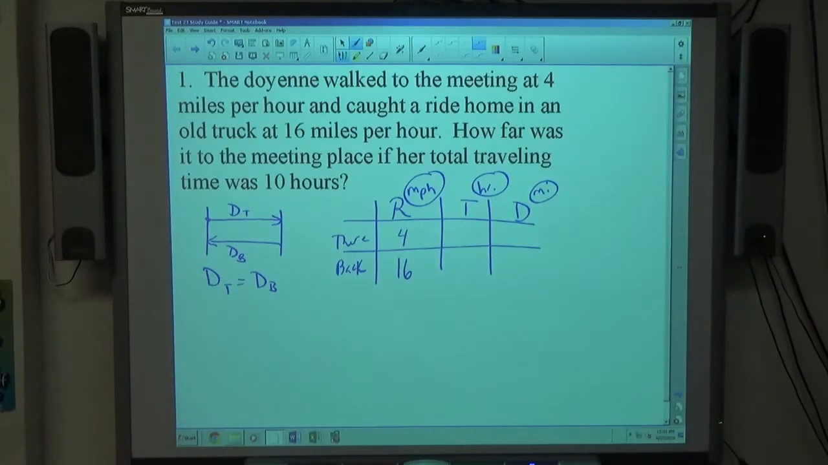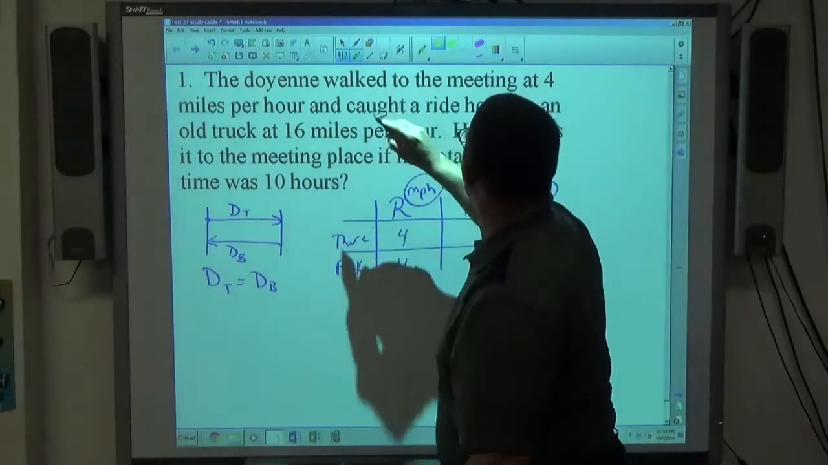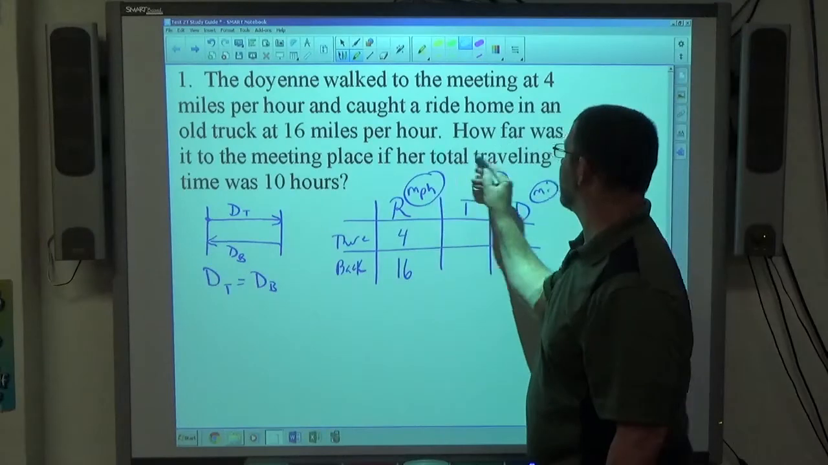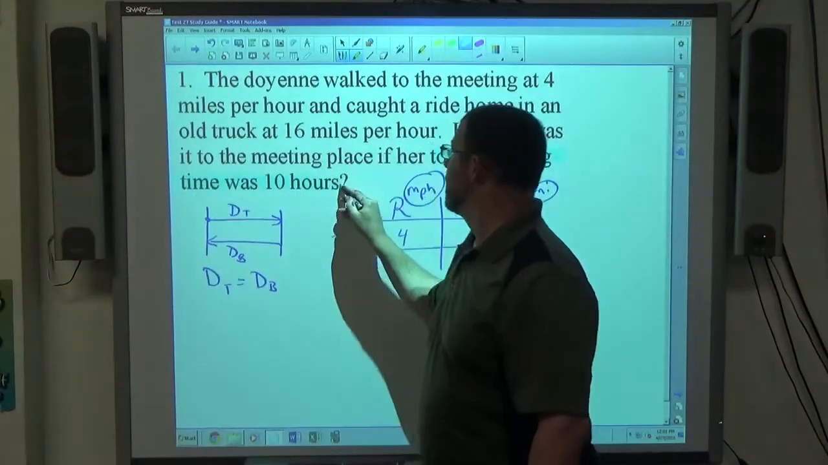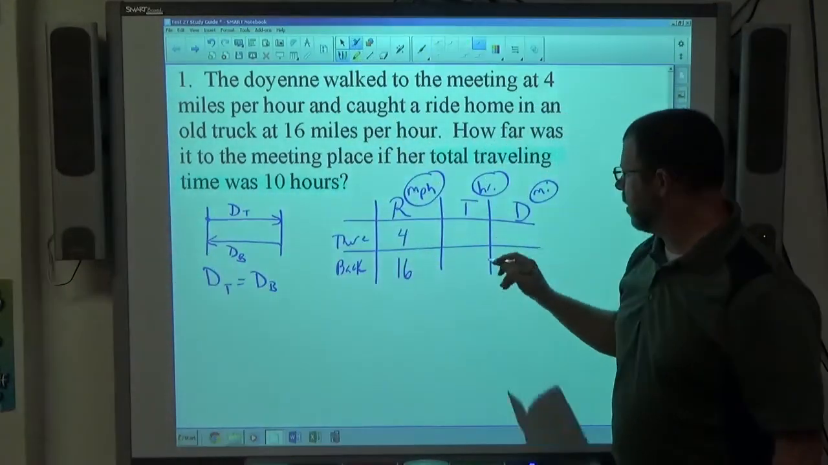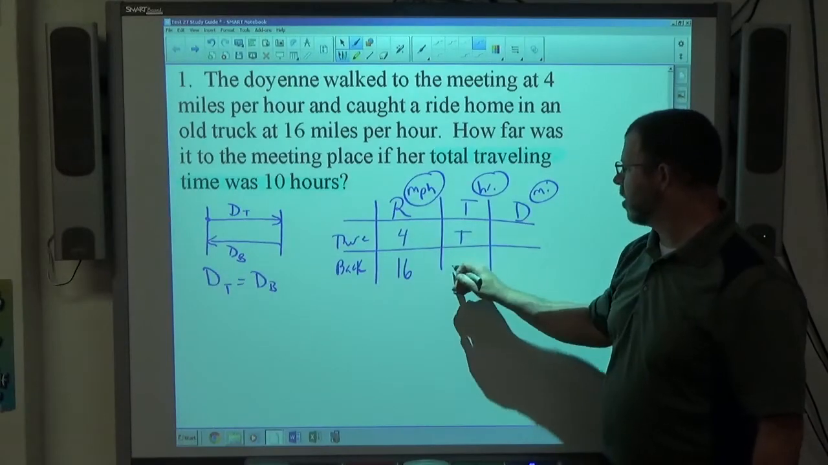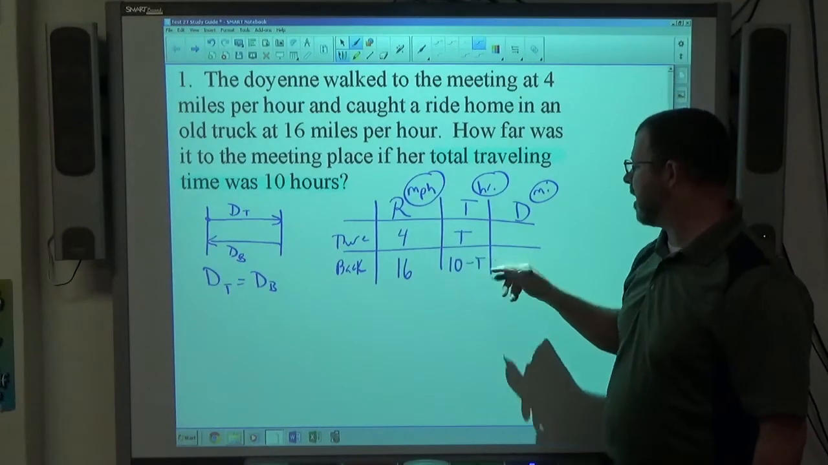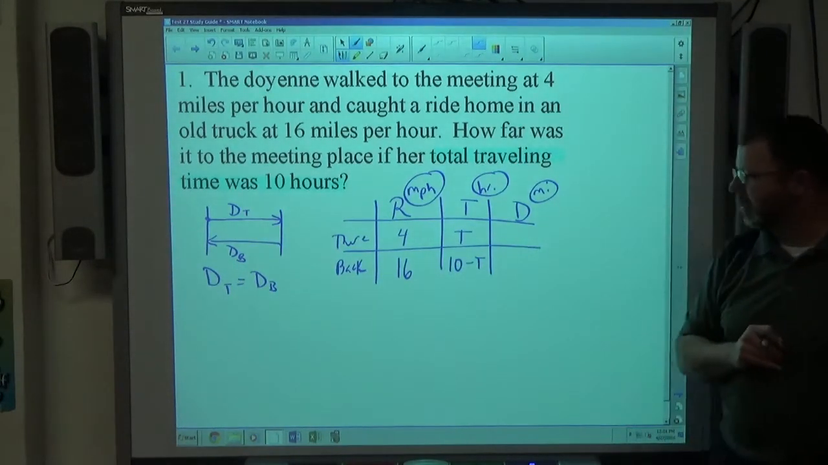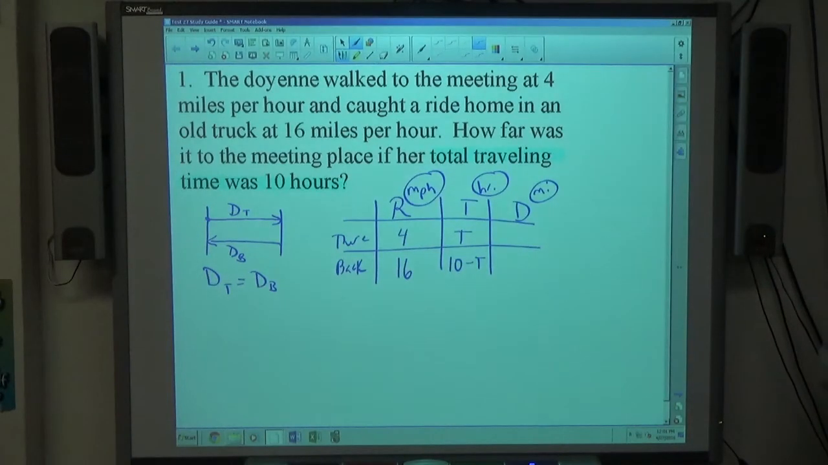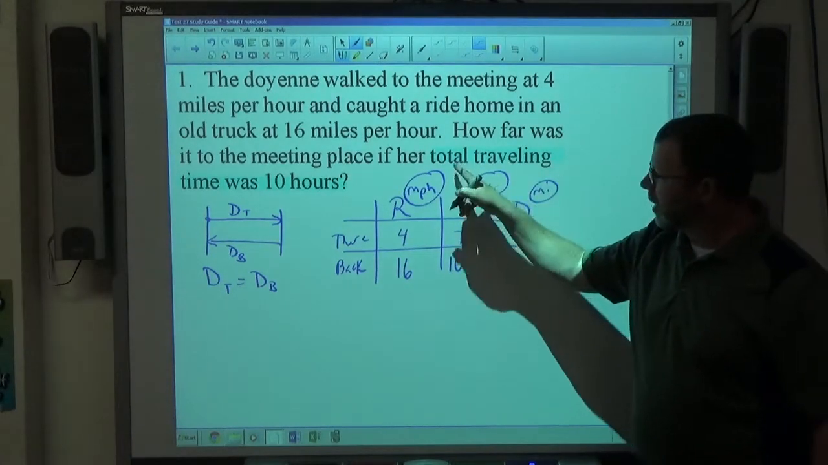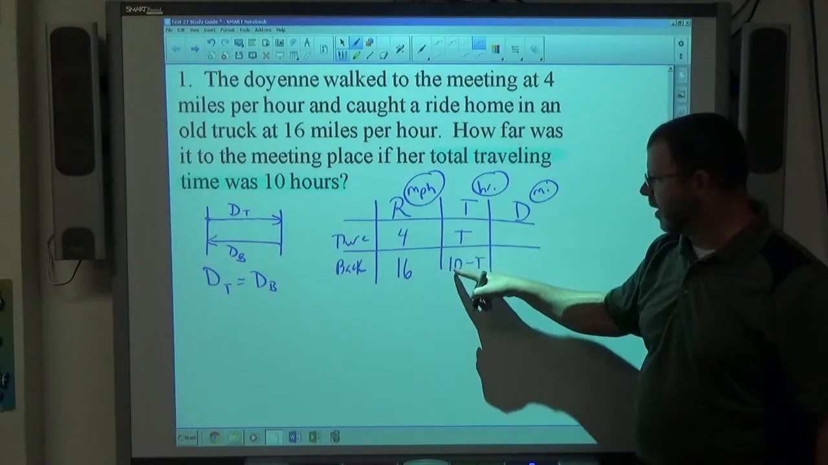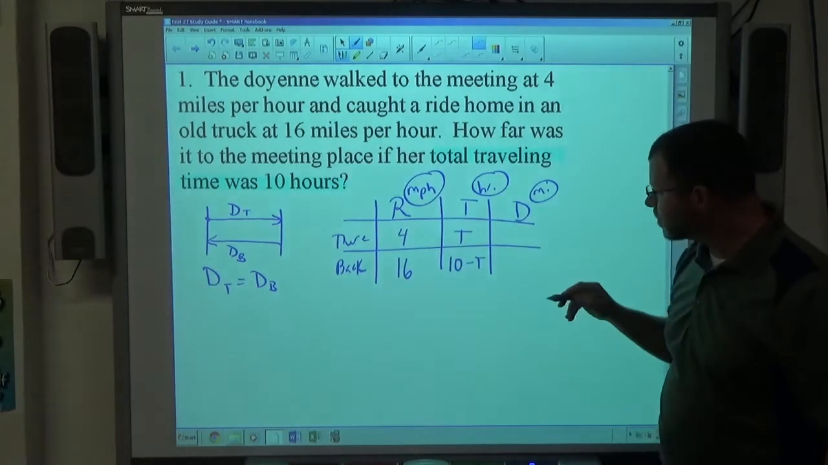The total traveling time was 10 hours. Now this happens quite often in these problems. It's going to happen this way on the test, so be ready for this. If you know the total time, let one of the times be t. The other is going to be the total time minus t. It has to be in that order. If you put it backwards, t minus 10 will be wrong 100% of the time. So total time 10, t is one, 10 minus t is the other.